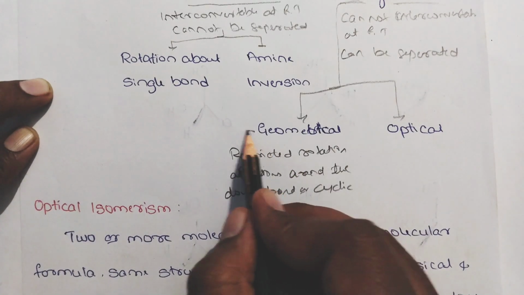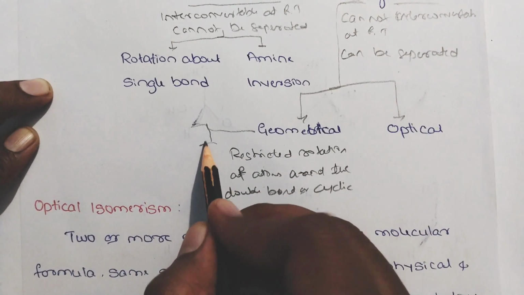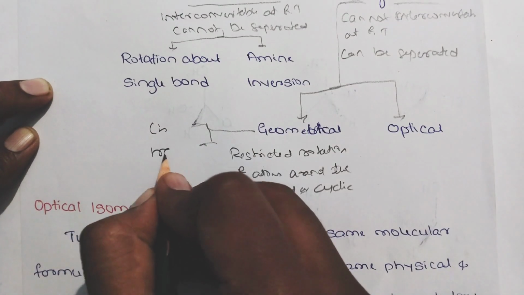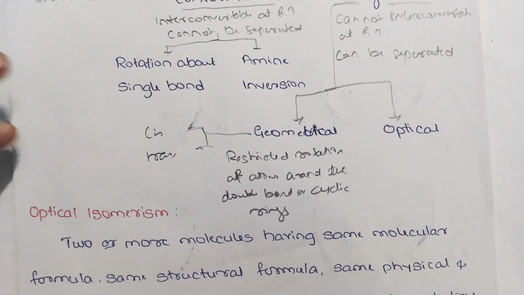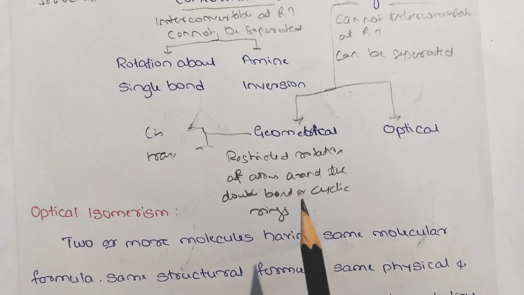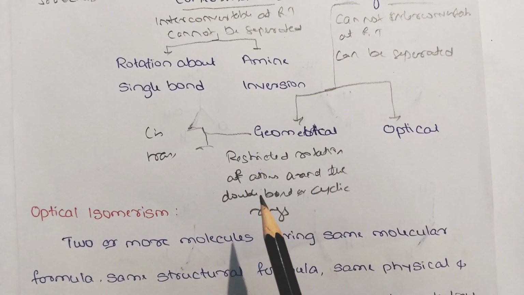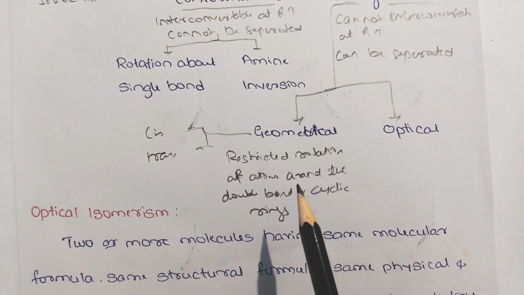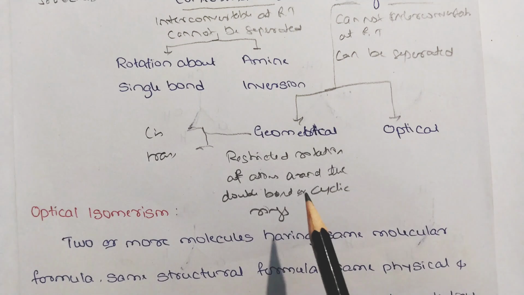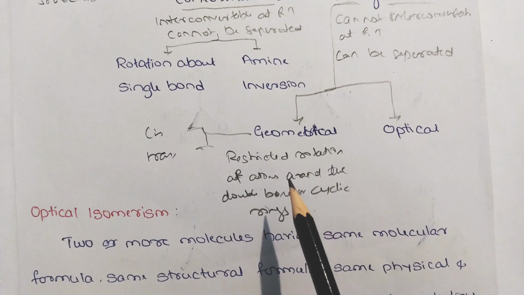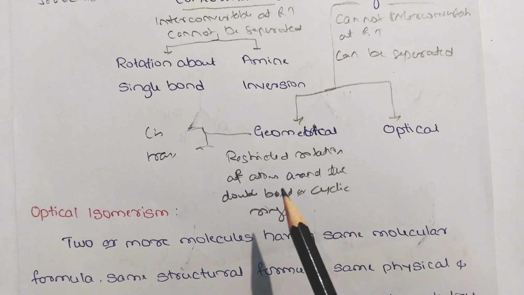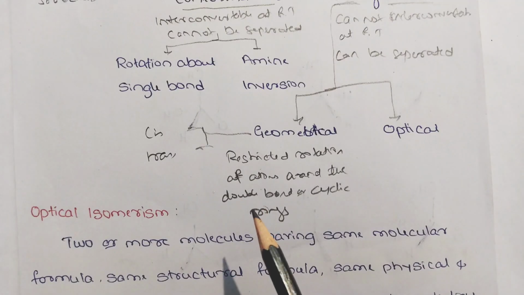Hence again this is subdivided into two parts, cis and trans. Cis isomers and trans isomers. This part means the isomers which have the same groups in different positions around the double bonds or cyclic rings. This part we also discussed in the earlier video, so if you want you can refer to those videos.